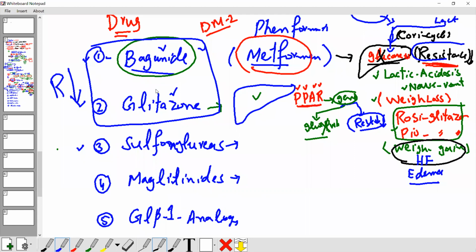If the patient has kidney disease or liver disease, then you must take care, because metformin causes what? Lactic acidosis. It can precipitate acidosis, so you need to take care in case of kidney disease and liver disease. Okay, now move on.